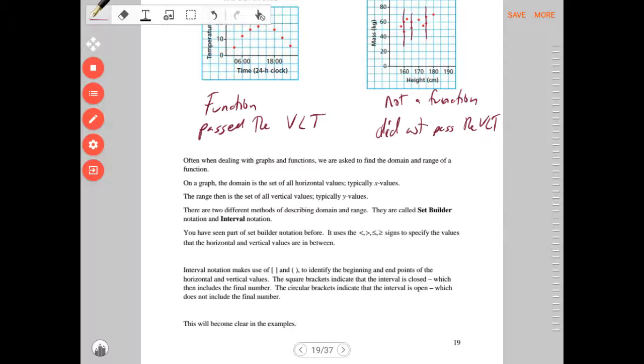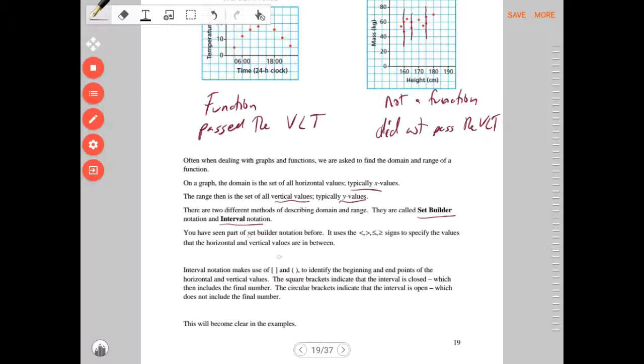Okay. So often when dealing with graphs and functions, we are asked to find the domain and range of a function. Okay, on a graph, the domain is the set of all horizontal values, typically x, but we're not stuck on x. We don't have to be x values. The range then is the set of all vertical values, so typically y values. Okay, there are 2 different methods for describing domain and range. They're called set builder notation and interval notation. You are responsible for both. The textbook uses set builder quite a bit, but like I said, you have to know both, so I'm going to show you both.